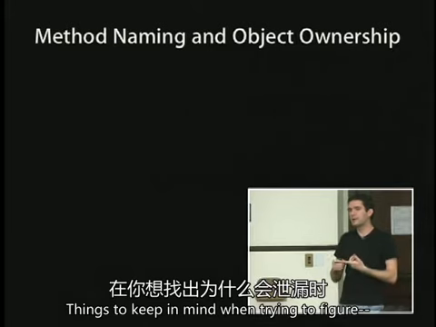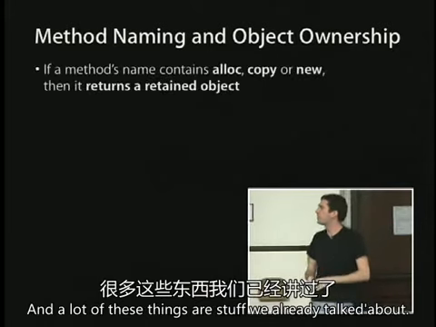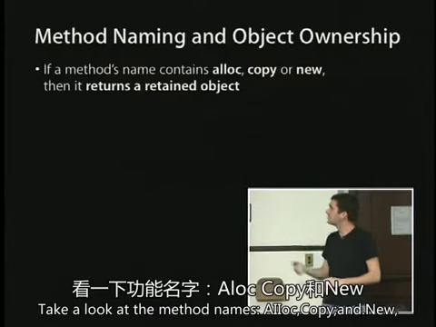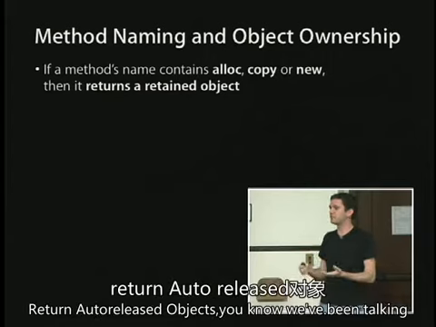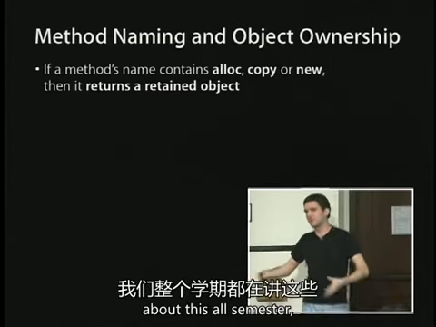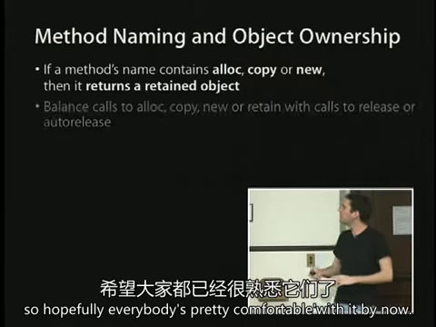Things to keep in mind when trying to figure out why you might be leaking, and a lot of these are things we already talked about. Take a look at the method names. Alloc, copy, and new return retained objects. The convenience methods return autoreleased objects. We've been talking about this all semester, so hopefully everybody's pretty comfortable with it by now.